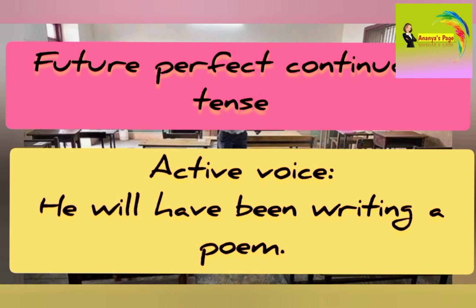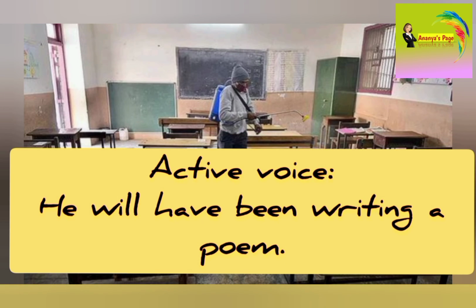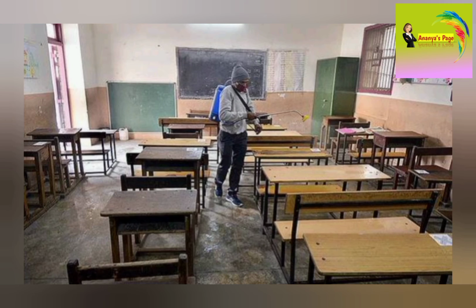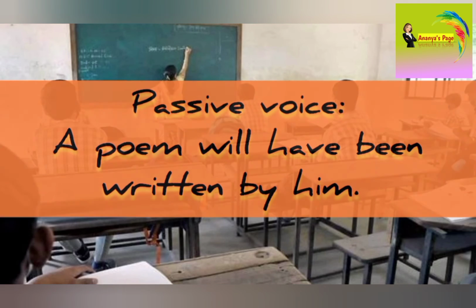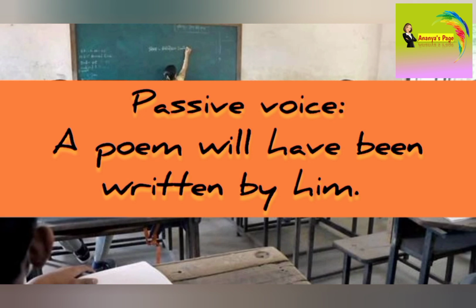In future perfect continuous tense, the active voice will be: he will have been writing a poem. Passive voice: a poem will have been written by him.